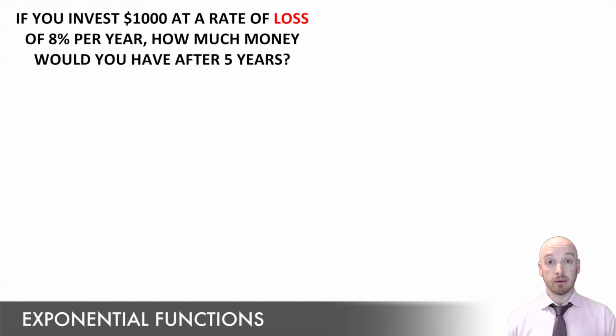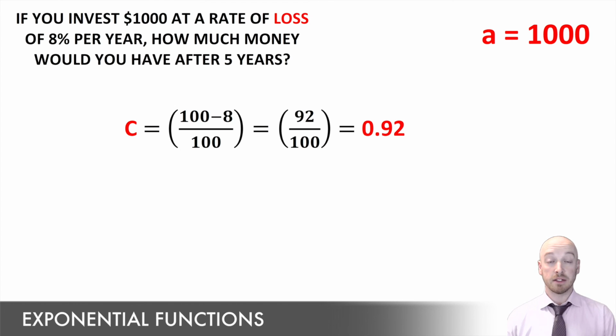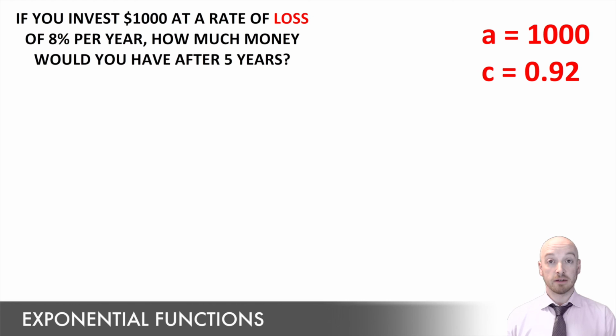Now in this last example, kind of a sad one, we'll look at losing money. What happens if we start out with the same $1,000? Over the course of 5 years though, we're losing 8% per year. How much would be left after those 5 years? So here my a value is still 1,000, that's my starting amount, but my c is going to be 100% minus 8%, so a 92% rate of loss. Now don't forget we divide that percent by 100 to change it to a decimal. So here my c value is 0.92. And my x value is still 5 because I'm still looking 5 years down the road.